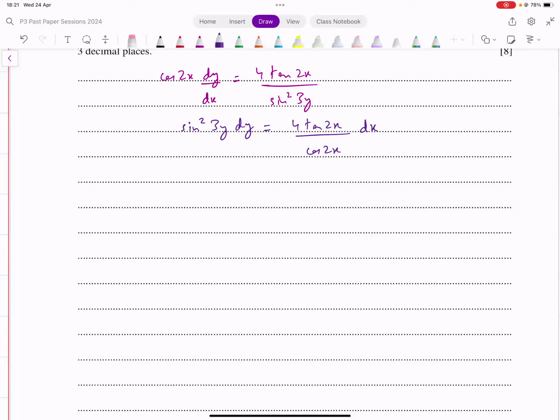We had to separate both the variables. All right. And now once we have separated the variables, now we need to integrate both sides. Integrate the left hand side with respect to y, integrate the right hand side with respect to x. How do you integrate sine square of 3y?